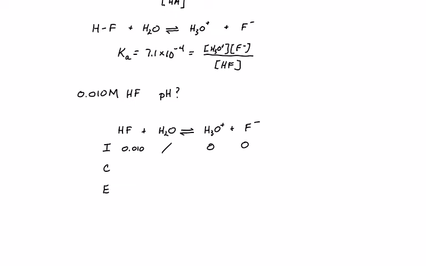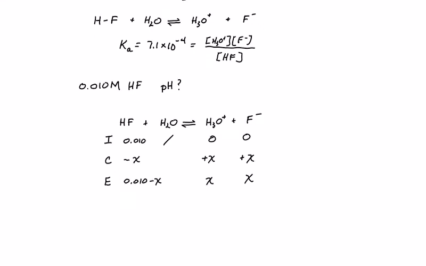Now, in order to achieve equilibrium, we're going to have to shift to the right. That's the only direction we can go. So we're going to have to lose some quantity of HF. And whatever that molar quantity is, that's the amount of hydronium that we're going to produce. And that's the amount of fluoride that we're going to produce as well. So that at equilibrium, we expect that the concentration of HF will be equal to 0.010 minus X. The concentration of hydronium will be equal to X, and the concentration of fluoride will be equal to X as well.